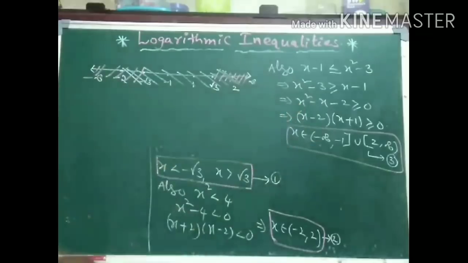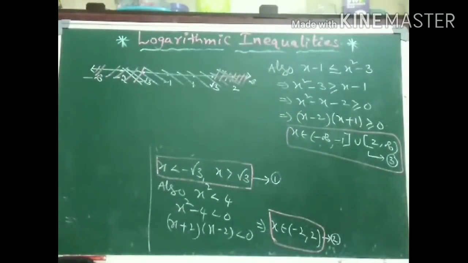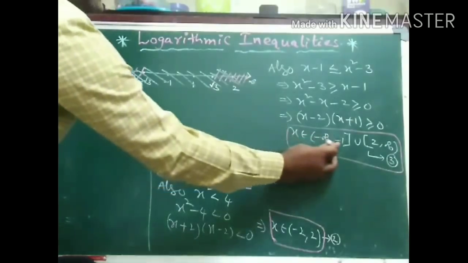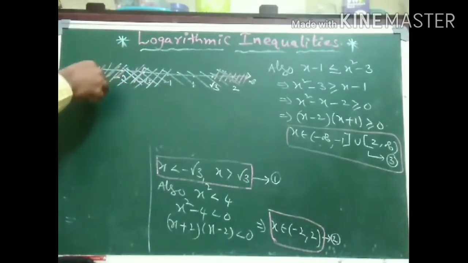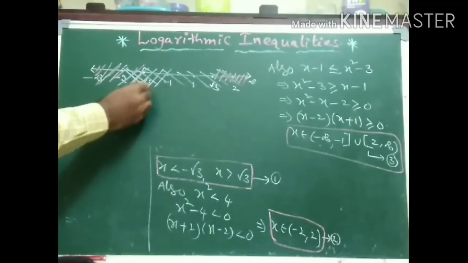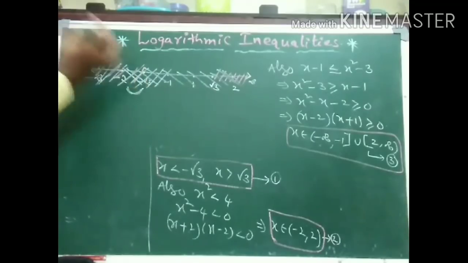But still there is a third condition also. Finally we want the entirely common region. So look at the third one. What is the third point? Less than minus 1. So hence this is what we are going to get, the entire common solution.